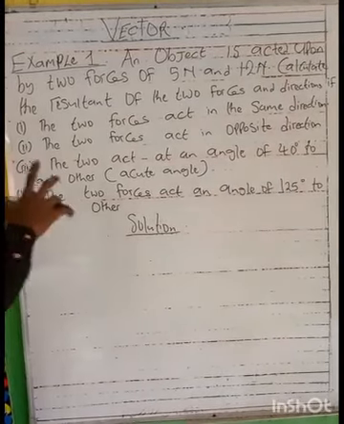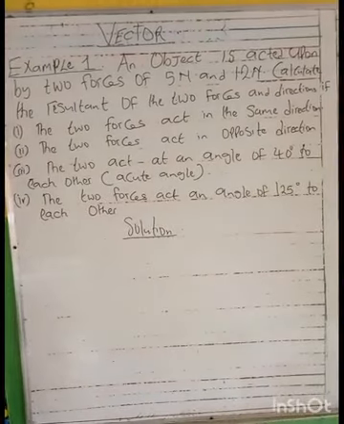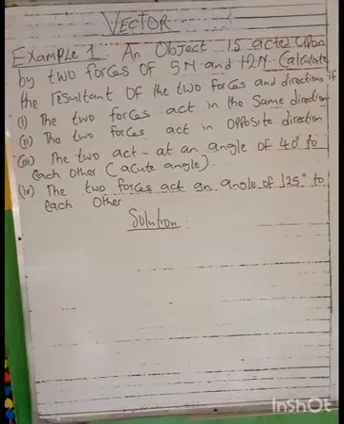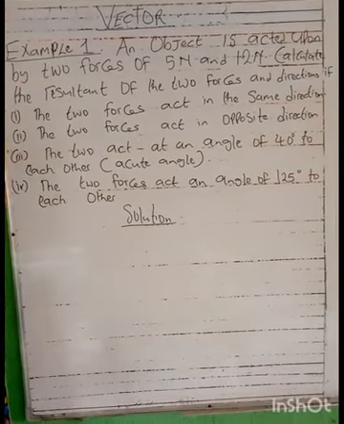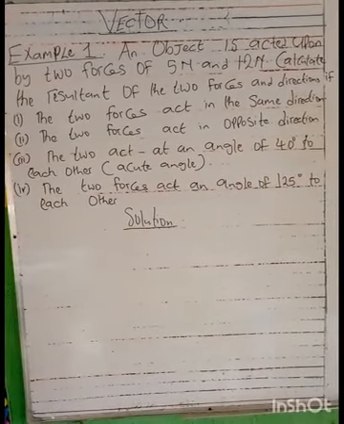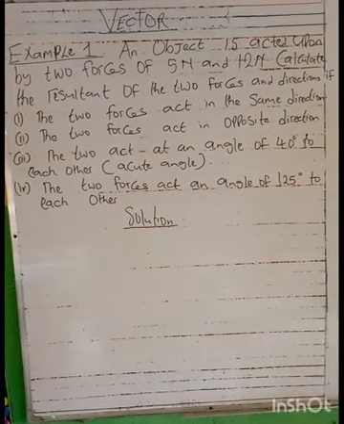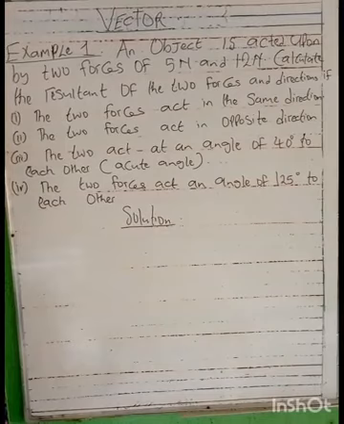And another part is scalar quantities. Scalar quantities are physical quantities that have magnitude but no direction. An example is electric potential. Electric potential is a scalar quantity. Also, distance is a scalar quantity.